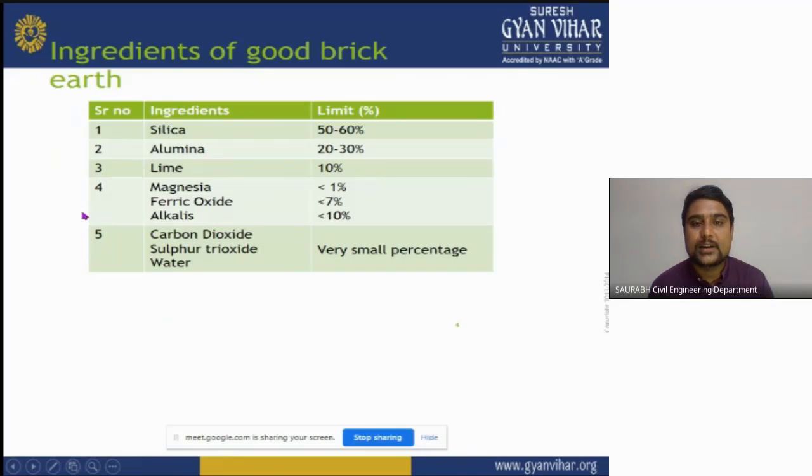Now we will see the ingredients of a good brick. As you can see here, the ingredients, and second one is the given limits. First one is silica, which is between 50 to 60%, alumina, which is between 20 to 30%, lime, which is 10%, and magnesia, which is less than 1%, and there is also carbon dioxide with a very small percentage. These are the very important ingredients of brick earth, and you also need to know the uses of these ingredients and what role they play in the bricks.